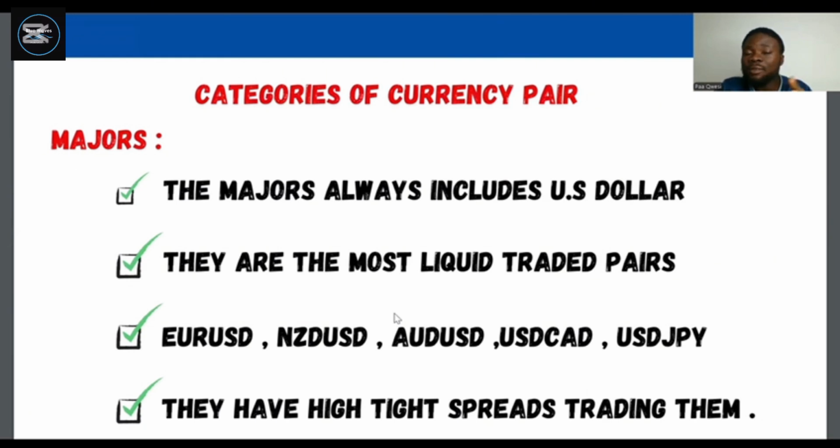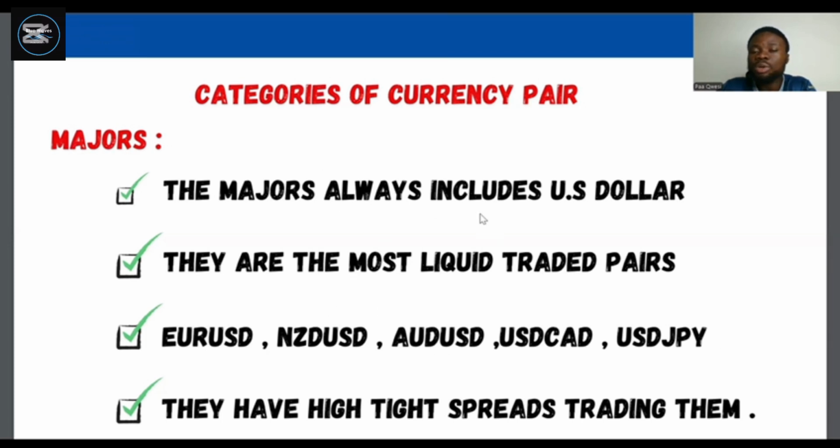So you pair any of the major currencies. We are having 8 major currencies, including the United States dollar. So we are having Australian dollar, New Zealand dollar, Japanese yen, Great Britain pounds, the euro, and the CHF. You pair any of them with the United States dollar. So that is the major currency pair. Examples include EUR USD, NZD USD, AUD USD, USD CAD, USD JPY. So these are major currency pairs.